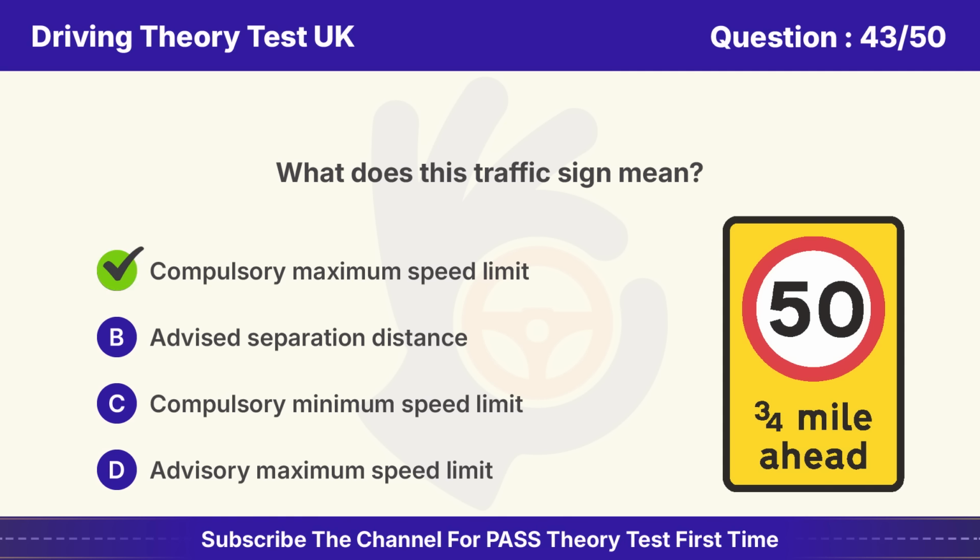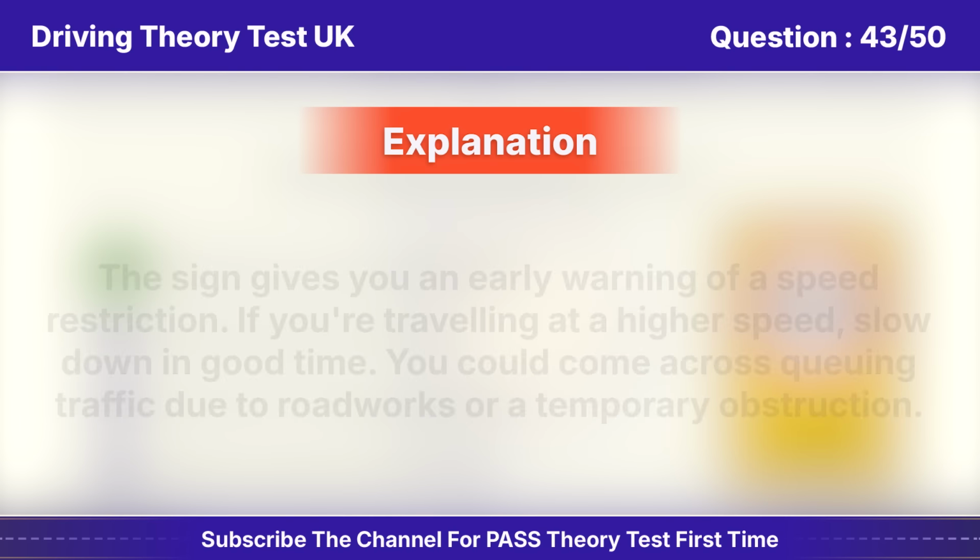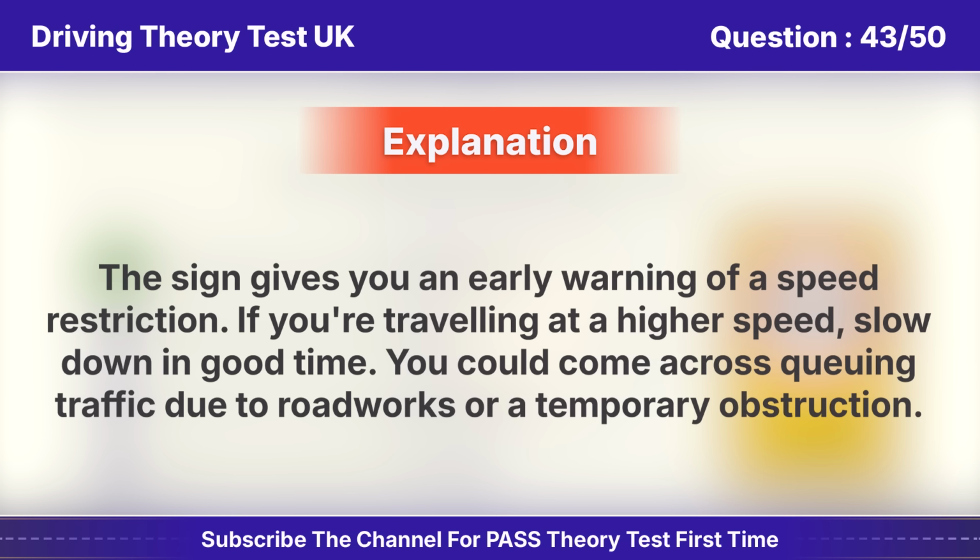Answer is A. Compulsory maximum speed limit. The sign gives you an early warning of a speed restriction. If you're traveling at a higher speed, slow down in good time. You could come across queuing traffic due to roadworks or a temporary obstruction.